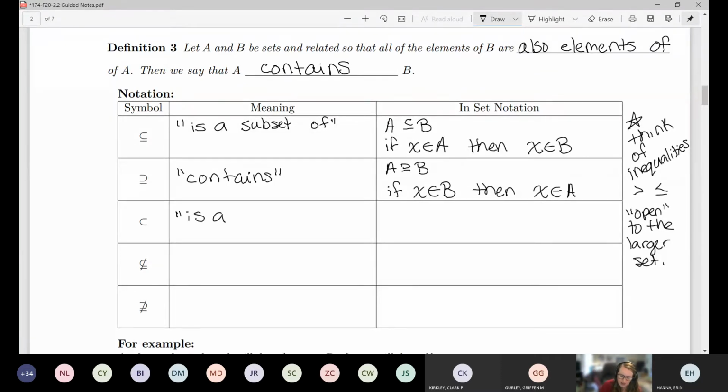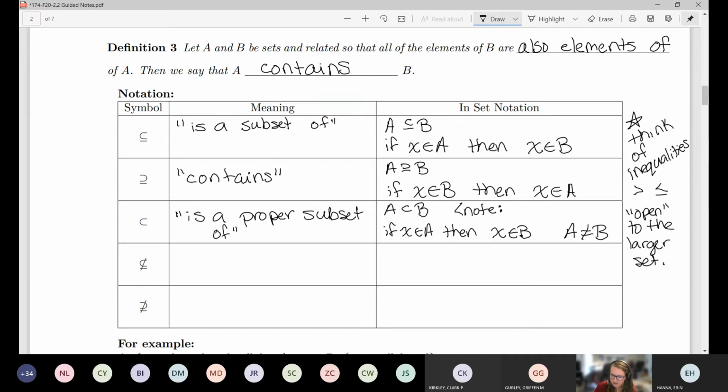This would be "is a proper subset of." And what that means is, again like an inequality, we no longer have that equals bar, if you will. So if A is a proper subset of B, then if X is in A, then X is in B, but essentially the sets are not the same. So B has to contain some elements that A doesn't have. Now, note that if A is a proper subset of B, then A is still just a general subset of B. It's kind of like if you have X is less than 1. Well, you could also say X is less than or equal to 1 and still get away with it.